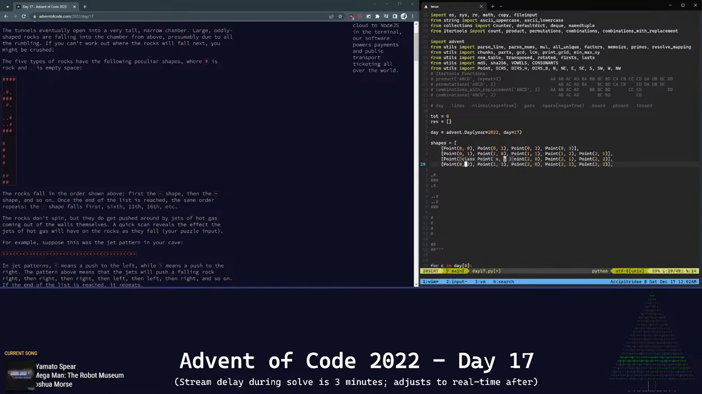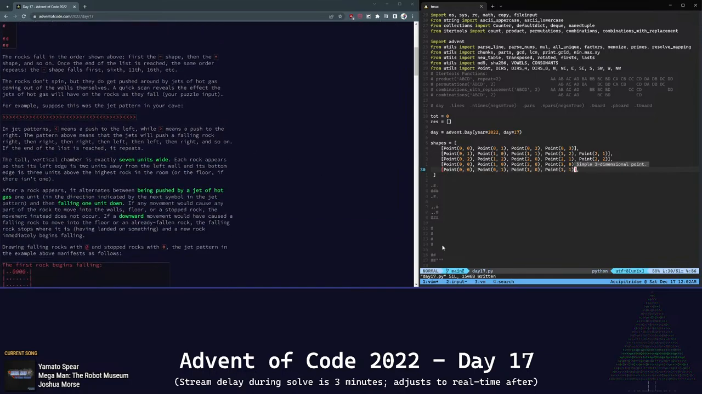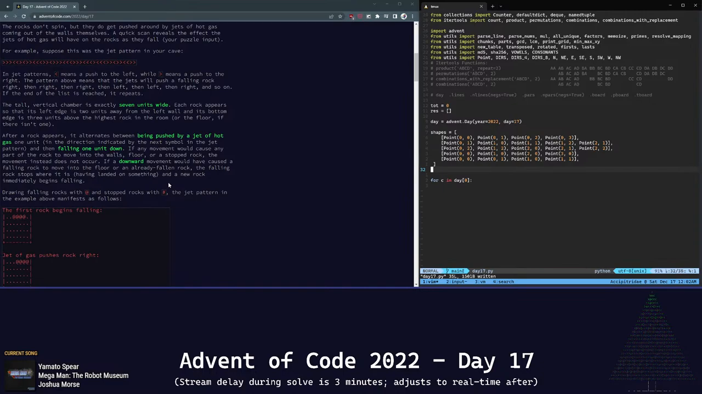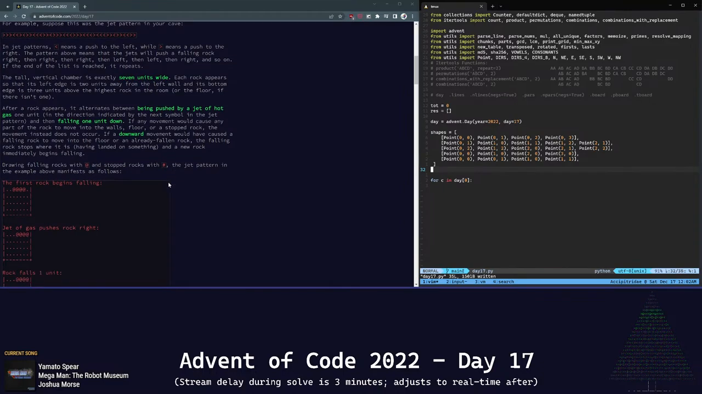This guy's gonna be just 0 0, 1 0, 2 0, 3 0. And then this guy's gonna be 0 0, 0 1, 0 1, 1 1. Great. Yep. The pattern will push the rock, 7 units wide. That's it.